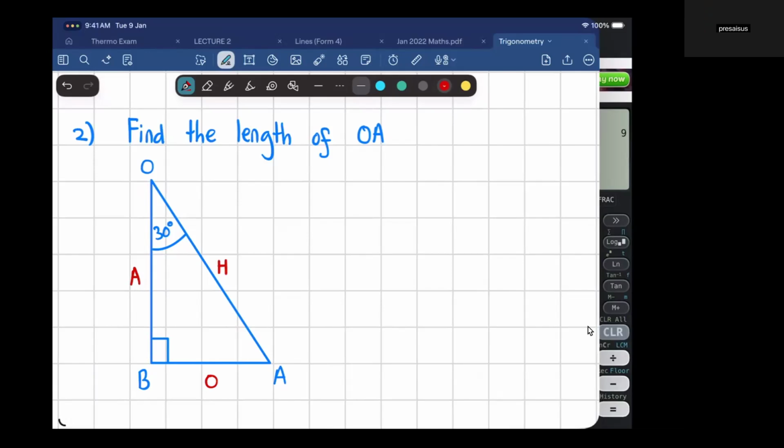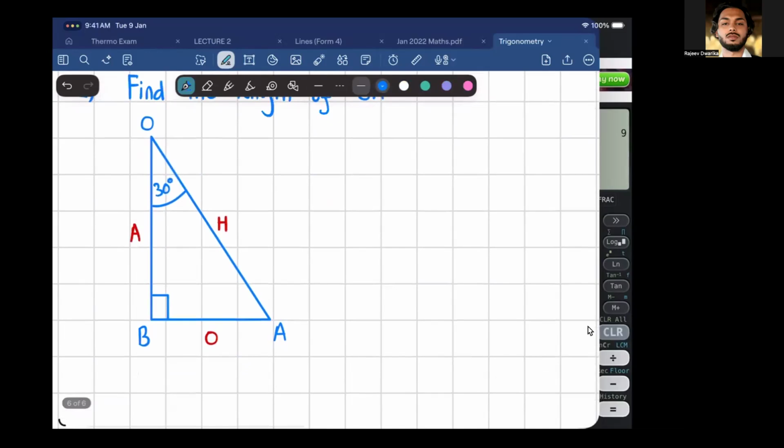It must have at least one side length. Exactly. You don't have any lengths here, so you can't use it as it is right now. Let me give you a length. What if I said that this was 5 meters?